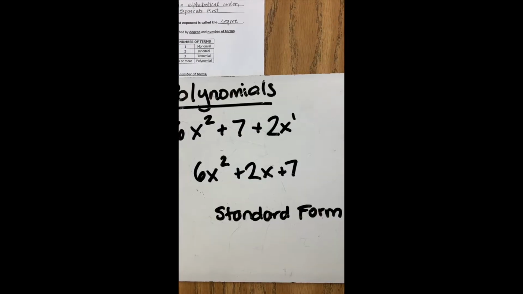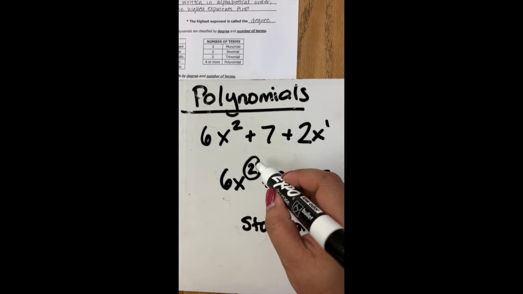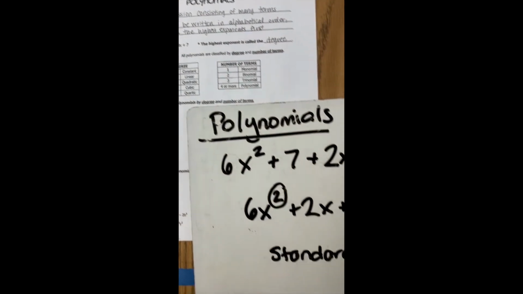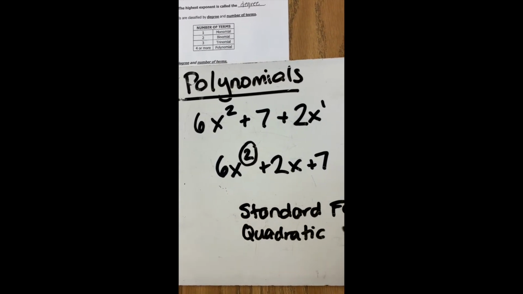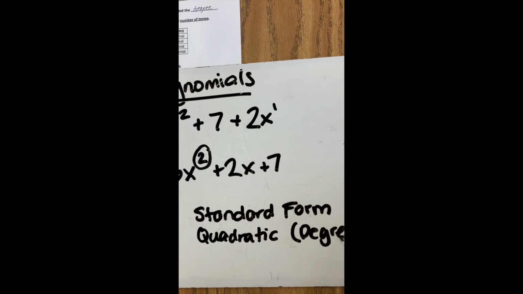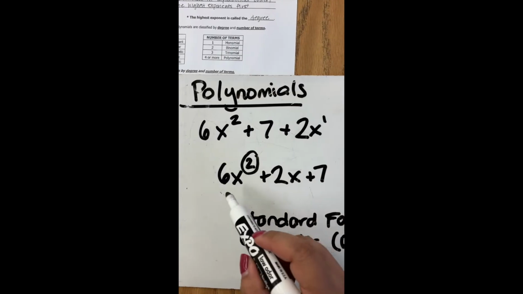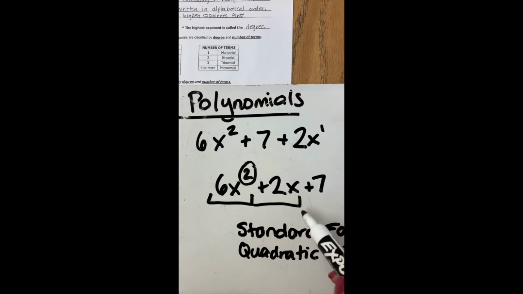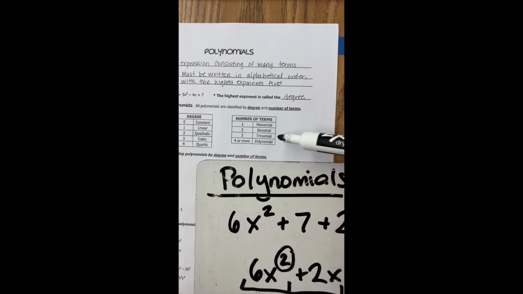Now we need to also identify the degree. Degree is based off the highest exponent. This is the highest exponent, and this is a 2. So if we look at our chart, if the degree is 2, it's called a quadratic. Now, if we're identifying the number of terms, terms are separated by addition and subtraction. This is 1 term, 2, 3. Three terms are called a trinomial.